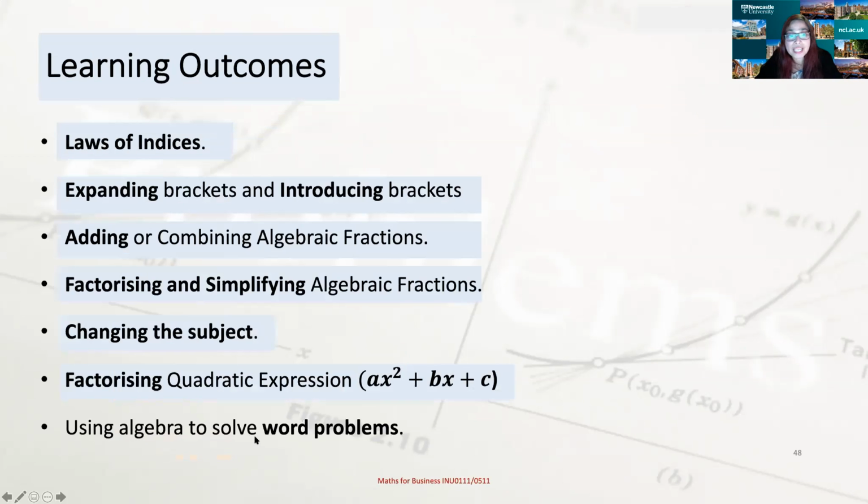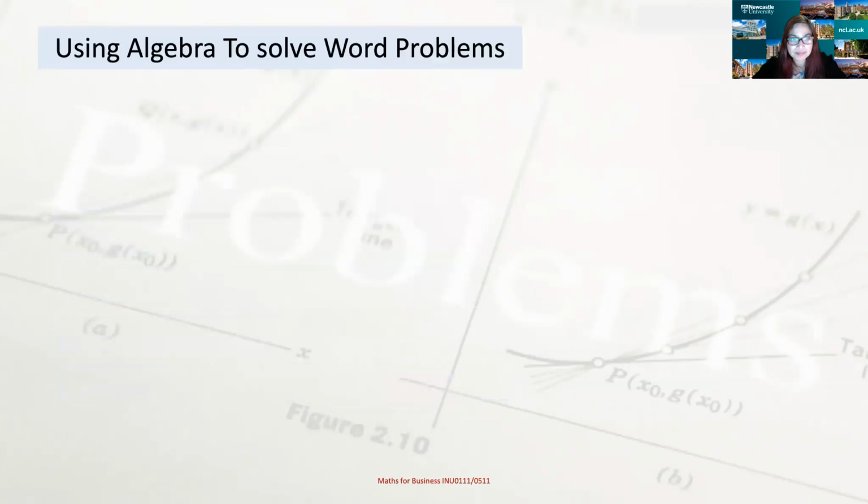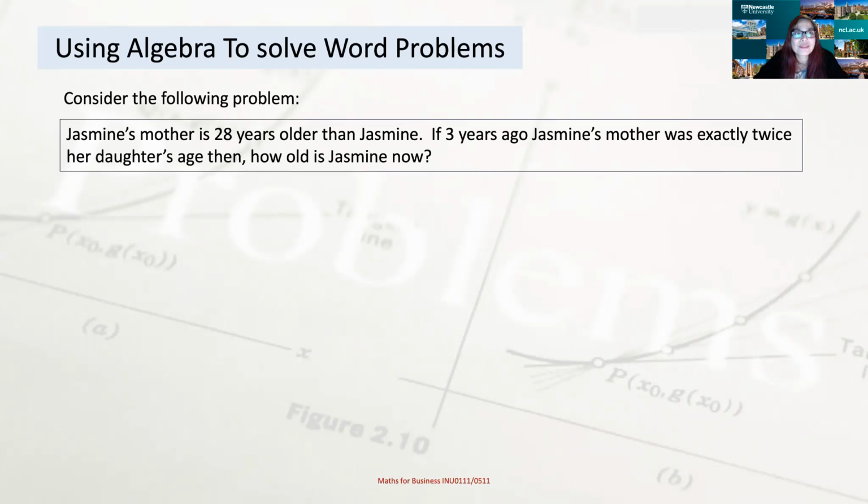The last one, using algebra to solve word problems. Yes, this will be the main one. Most of the exam style questions will be word problems, which you should be able to do. We will do some word problems in seminars. Let's do one word problem now in the class, just for a taste of it. So consider the following problem.